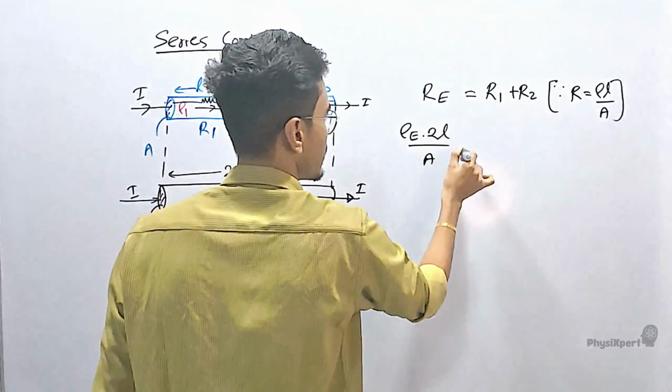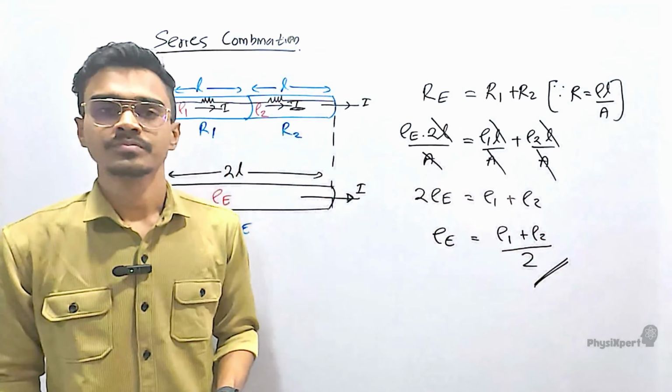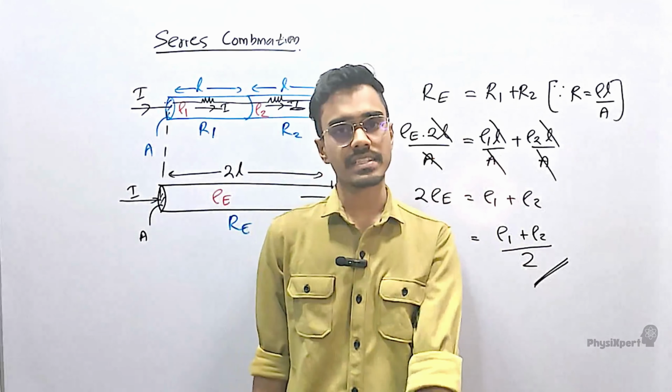Equals R1 equals rho 1 L over A plus R2 equals rho 2 L over A. Right? L cancels, A cancels. What comes here? 2 rho E equals rho 1 plus rho 2. Then rho E equals rho 1 plus rho 2 over 2. This is the proved equation for equivalent resistivity in series combination.